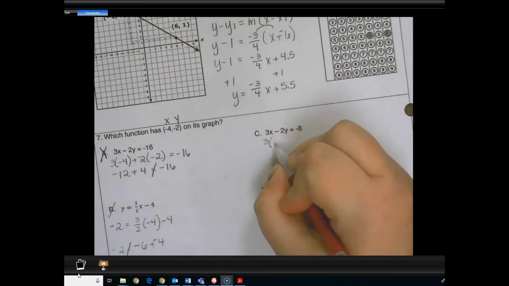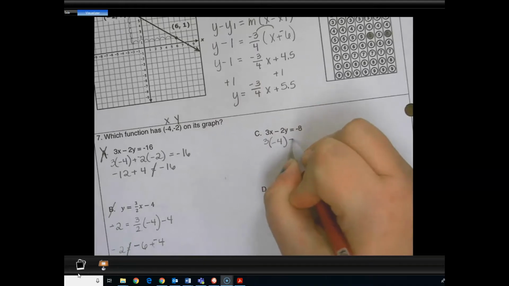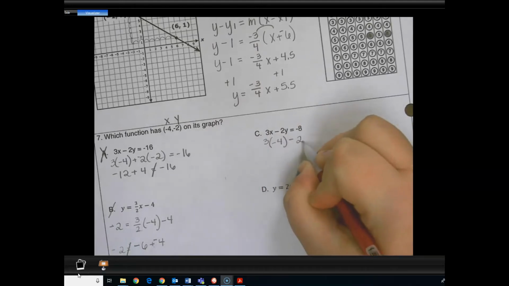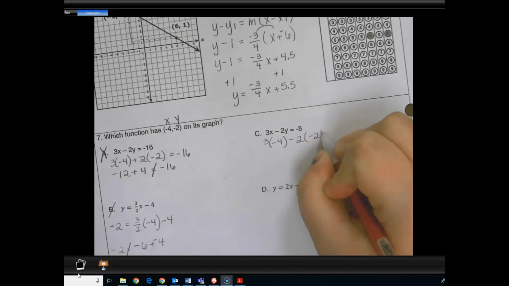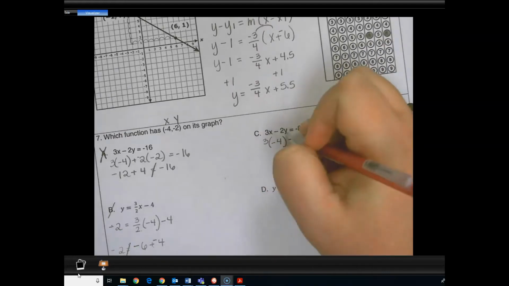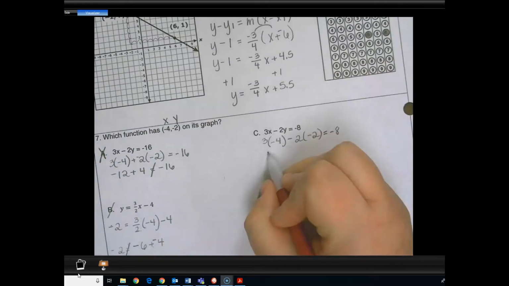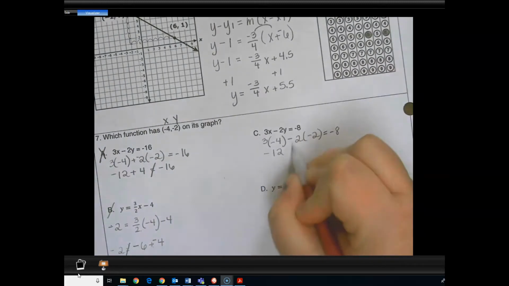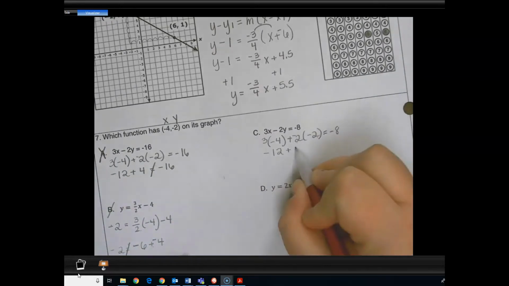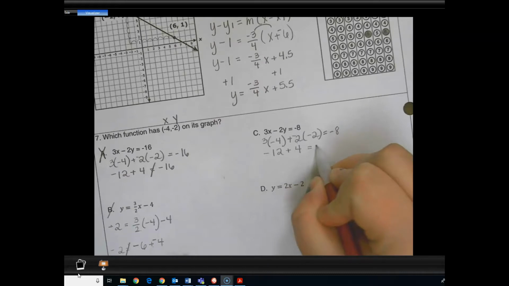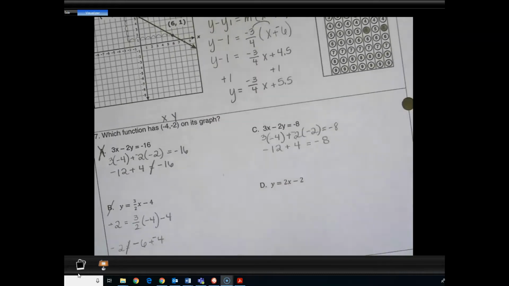3 times my x, which is negative 4, minus 2 times my negative 2. So all I'm doing is replacing that x, replacing that y. Negative 12. Add a line, change the sign. Negative 2 times negative 2 is 4. Negative 12 plus 4 does equal negative 8.